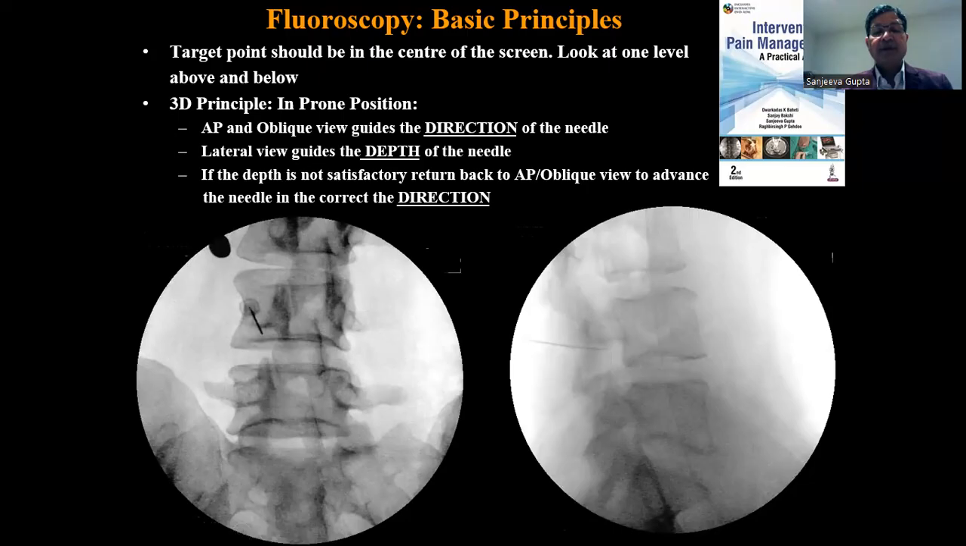So say, for example, if the needle tip was somewhere here, I wouldn't advance the needle any further, but I'll go back to the oblique view and then advance the needle, making sure that it's not going too medially or too laterally, and then go back to the lateral view to check that the depth is fine. So the 3D principle is direction, depth, back to direction, back to depth. That's how you are likely to make the patient or the procedure much safer.